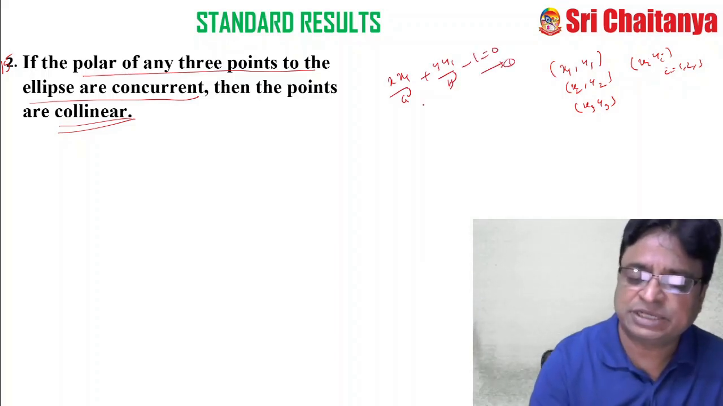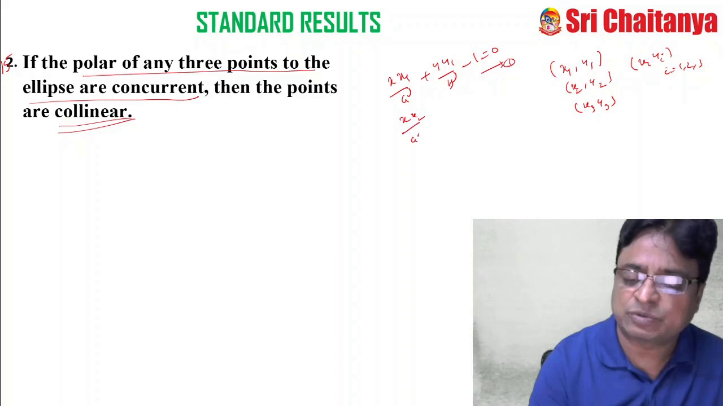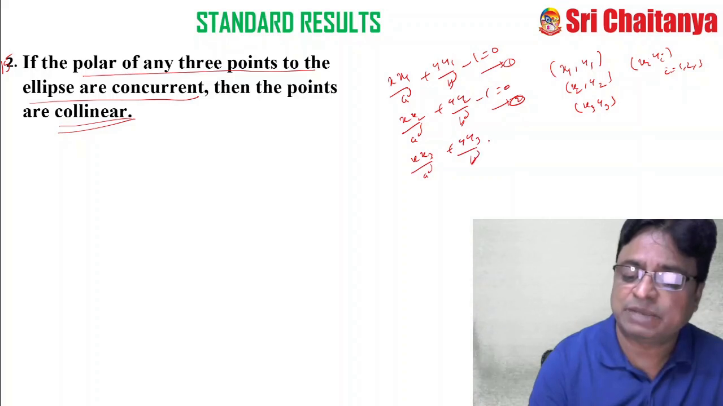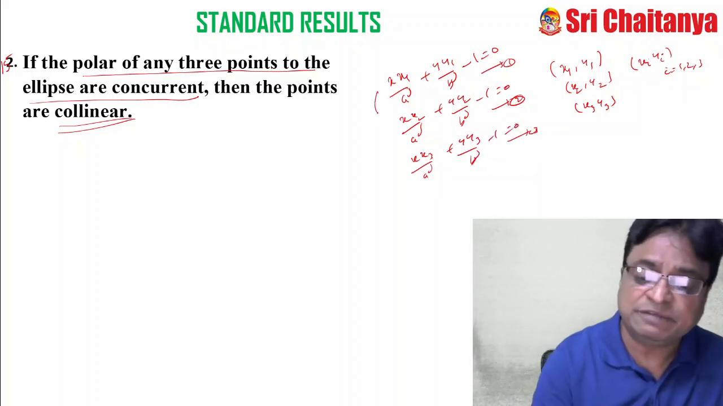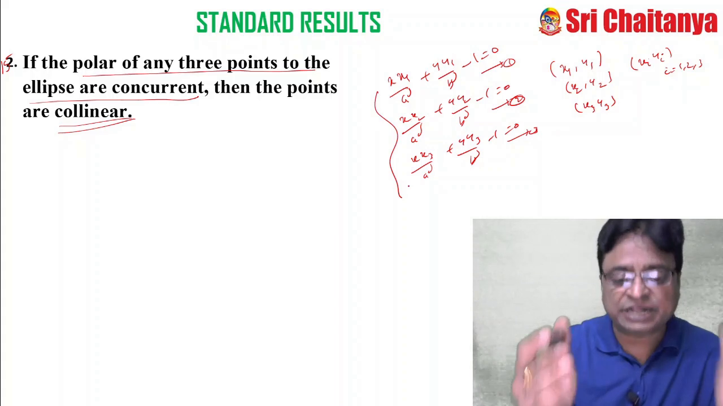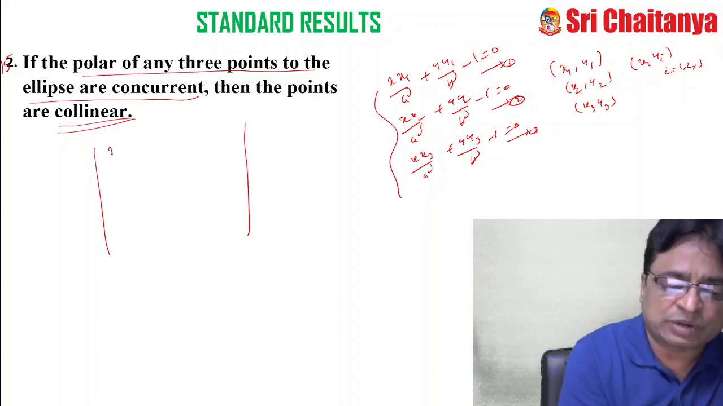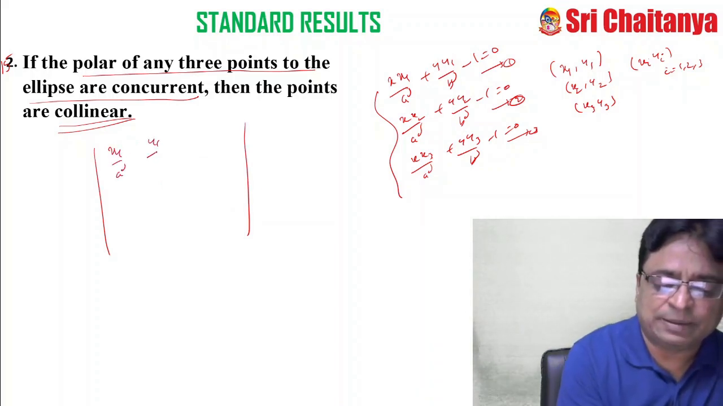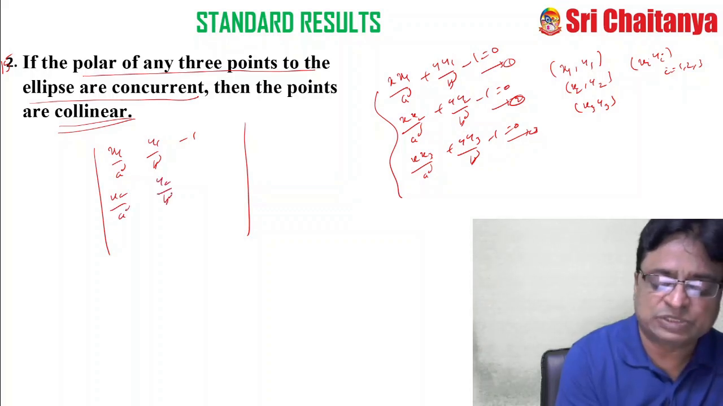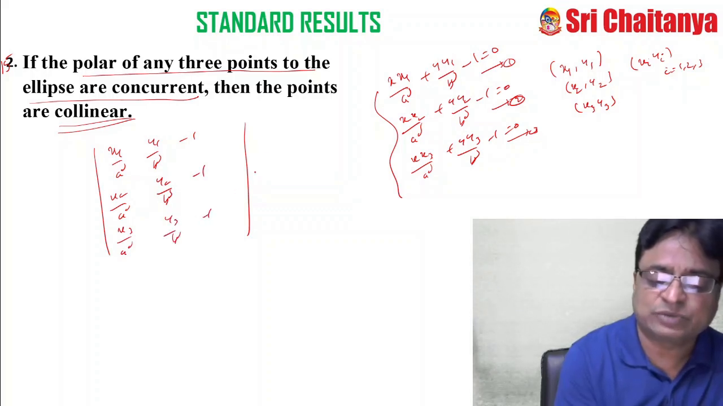This is one equation. Second is x x2 by a square plus y y2 by b square minus 1 equal to 0. This is equation number 2. Third one is x x3 by a square plus y y3 by b square minus 1 equal to 0. This is equation number 3. If three lines are concurrent, then what to do? Determinant of the coefficient matrix is 0. That means determinant of x1 by a square, y1 by b square, minus 1; x2 by a square, y2 by b square, minus 1; x3 by a square, y3 by b square, minus 1 equal to 0.